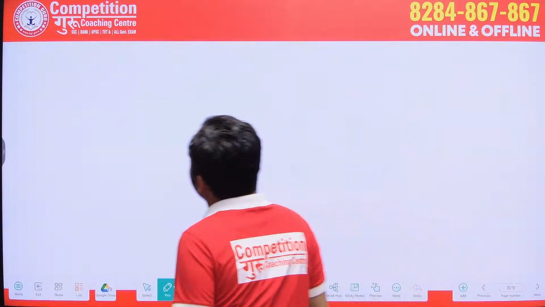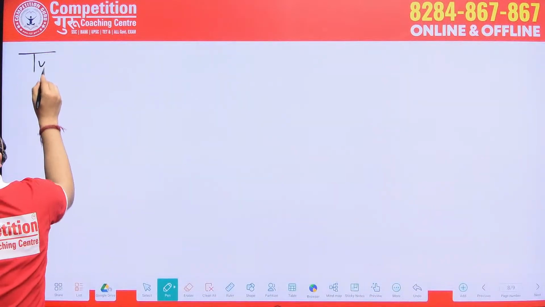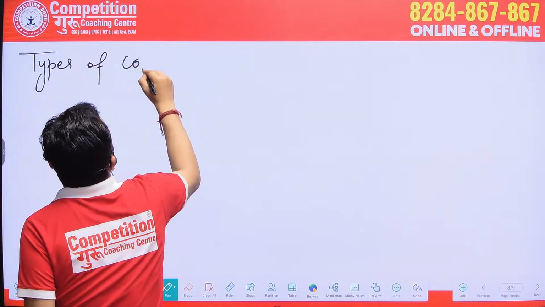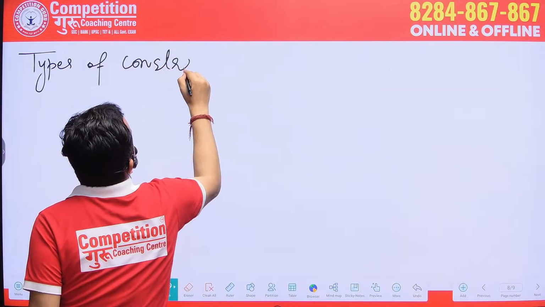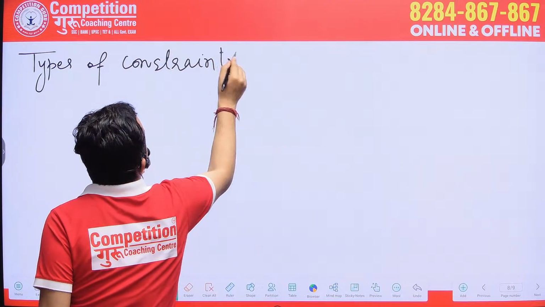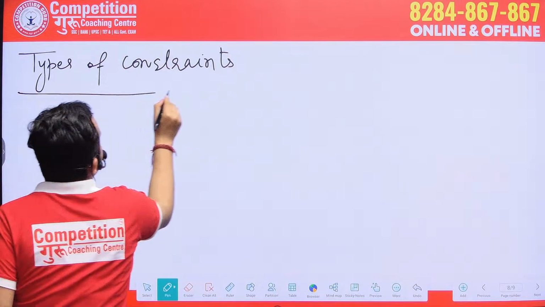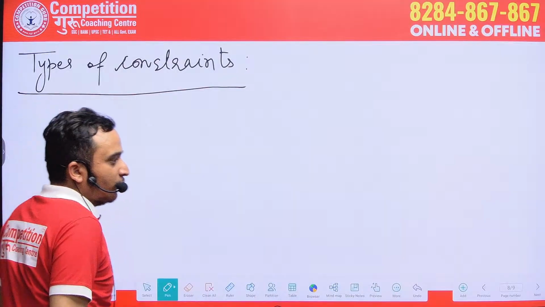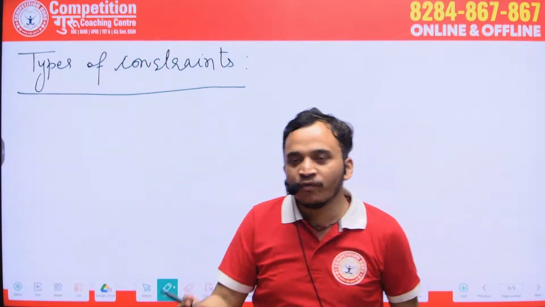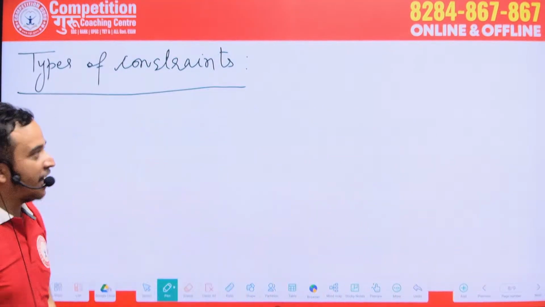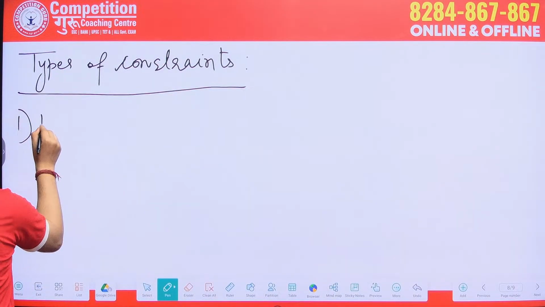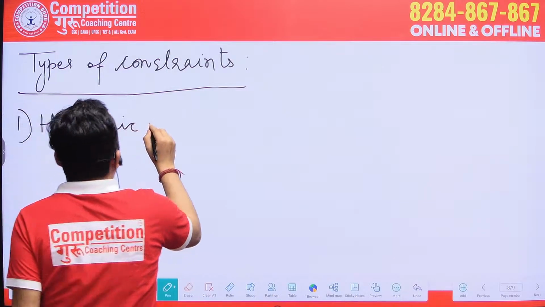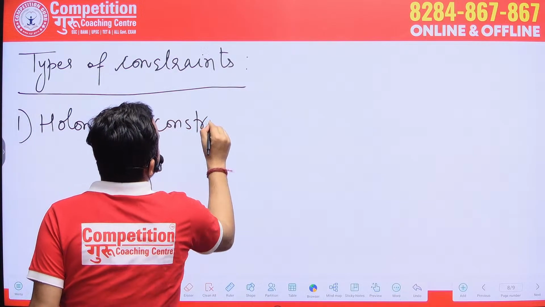So the next concept is types of constraints. Constraint means a limitation on the motion of an object. So the first type is called holonomic constraint.